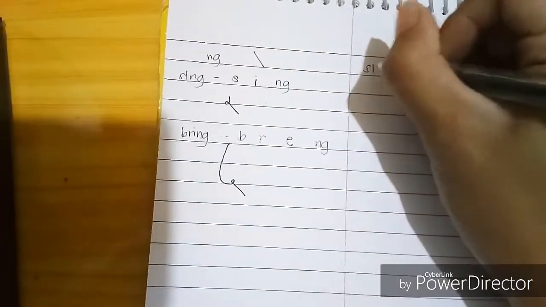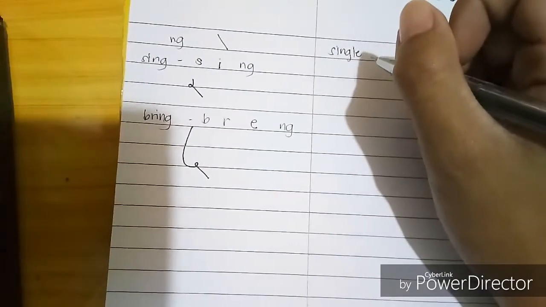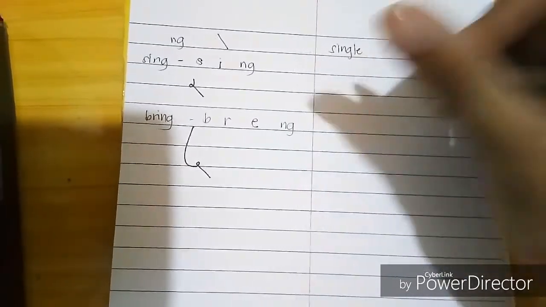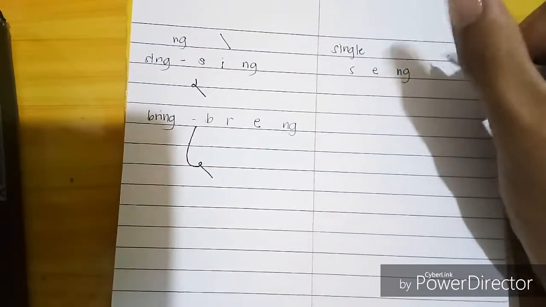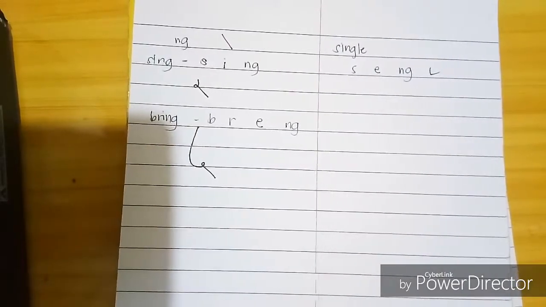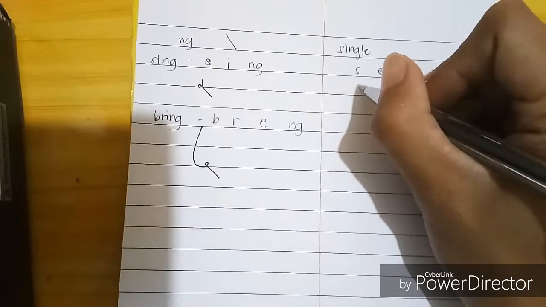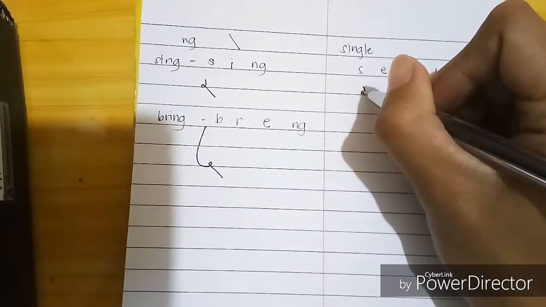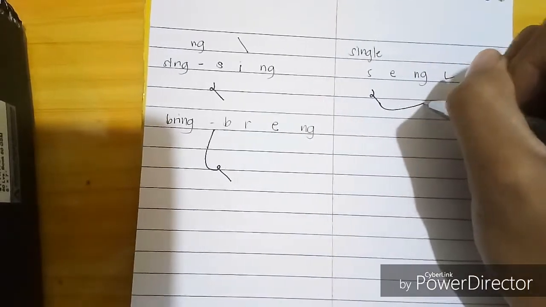Next is the word single. The same goes with the word single. In shorthand, the word single is represented by S, E, and NG, followed by the stroke of L, which will be written as follows. We are now done with the sound NG.